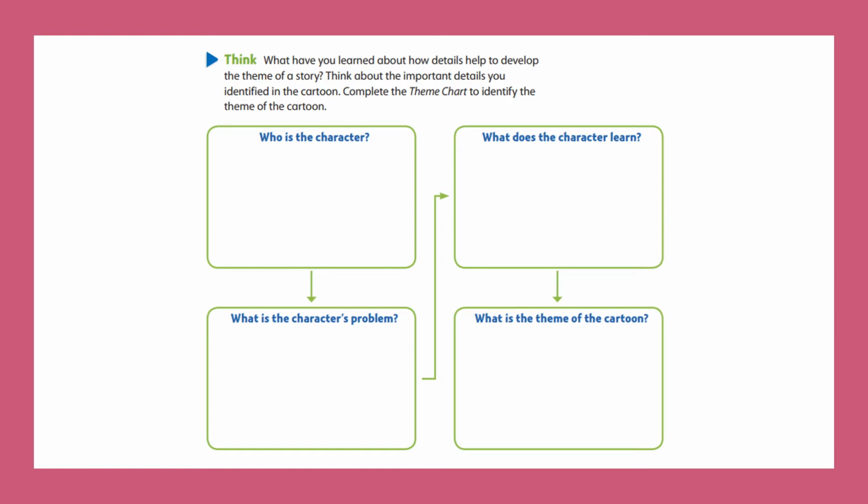Okay, let's go to the third box. It says, what does the character learn? So because of his problem that he was scared, he still went down it in the second picture, and in the second picture, I can infer that he is not as scared because of the look on his face. So then at the end, what does he learn? Well, the boy learns that going down the slide is fun, not scary, and we know he learned that because he wants to do it again.